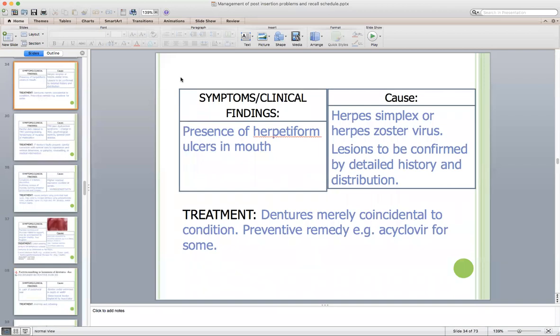Another problem related to systemic conditions is the presence of herpetiform ulcers in the mouth. Herpes simplex or herpes zoster virus lesions are to be confirmed by detailed history and distribution. The patient will come with a complaint of ulceration or irritation because of the denture, so the denture is merely coincidental to the condition. The preventive remedy is antiviral drugs, or acyclovir for some.